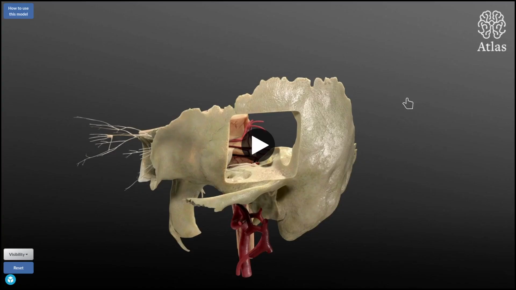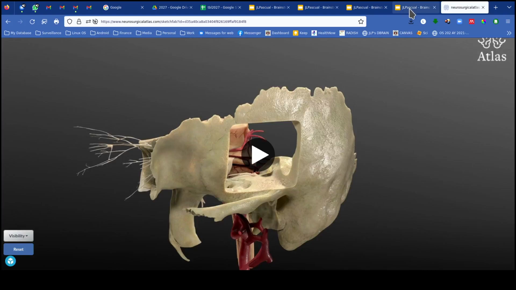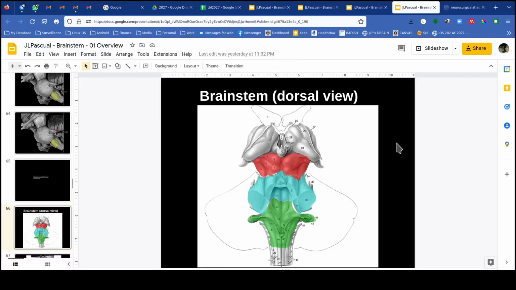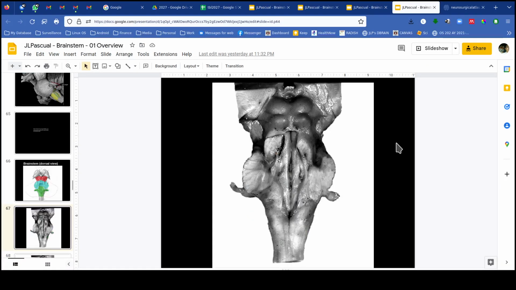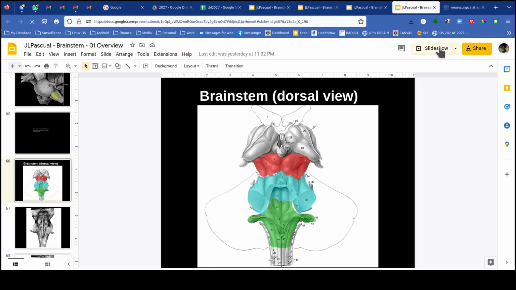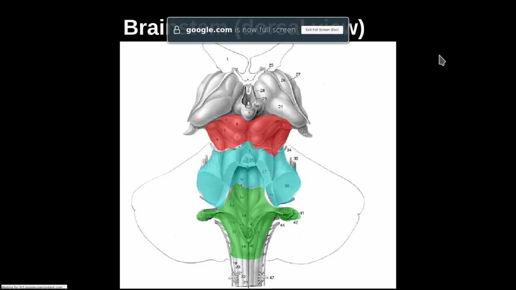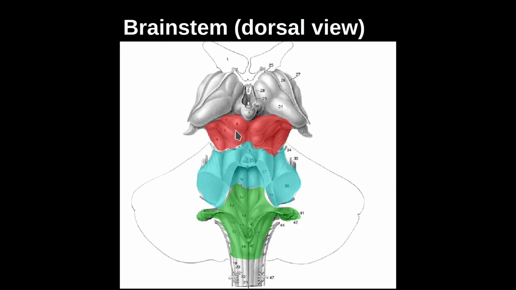So we exit the full screen and we go back to that part of part 1. So this is what we saw earlier in the 3D model: the back of the midbrain with the hills, the back of the pons and medulla, which contains the diamond-shaped floor, and that vomiting center behind.